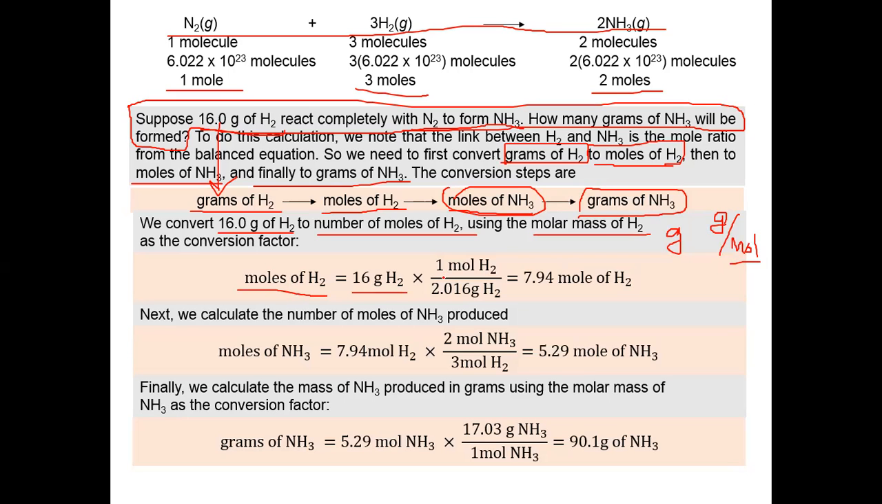multiplied by 1 over 2.1016 grams of hydrogen. So how do we get this number? Let's just look at this one.